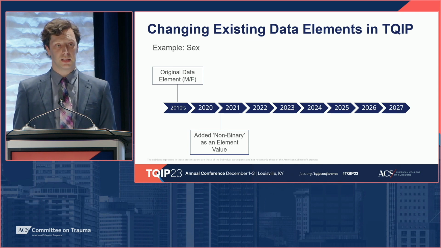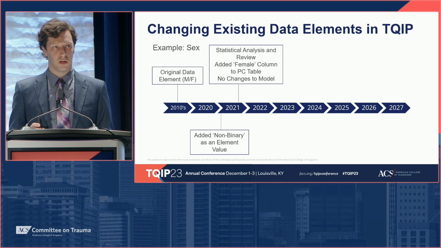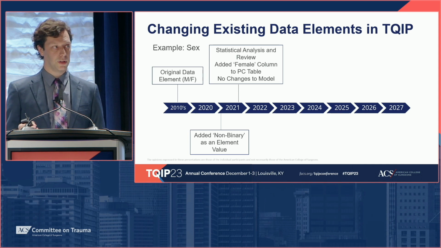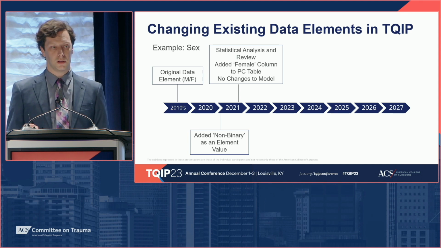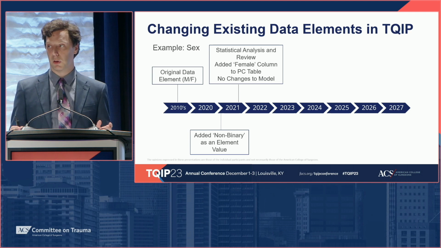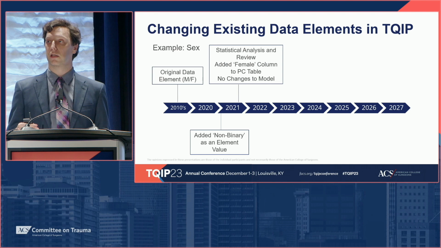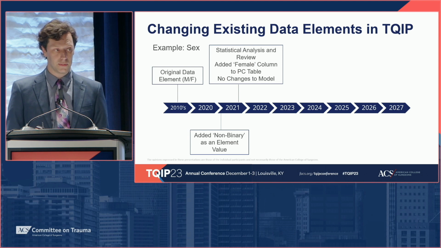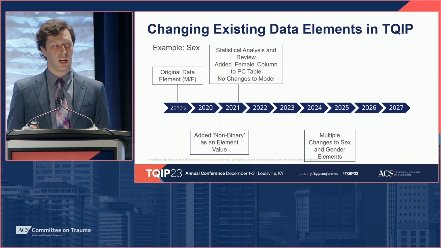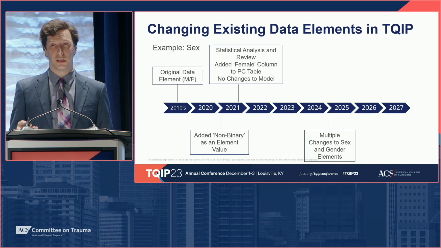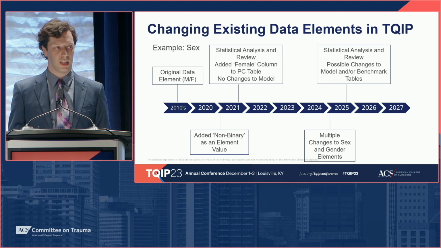We began a statistical analysis and review, and we ultimately found that not enough patients were being reported as having non-binary sex for it to be included as a model variable, and we also didn't really feel comfortable including it in the patient characteristics table with such low counts. So instead, we added female to the patient characteristics table. So now instead of just reporting the percentage of patients who are male, we report both male and female. If those add up to less than 100, the remaining percentage would be the percentage of non-binary patients at your facility. We did not make any changes to the model at this time. However, there are more changes coming down the pike to the sex and gender data elements in the near future. So when those elements do happen, we are once again going to have to collect that data, review it, and make a further decision down the line.